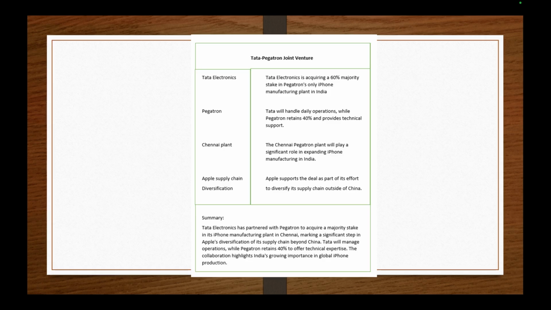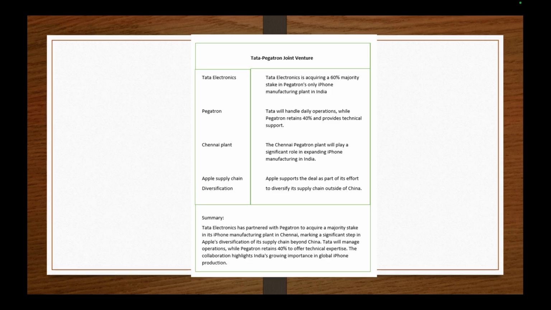The summary of the matter is that Tata Electronics has partnered with Pegatron to acquire a majority stake in its iPhone manufacturing plant in Chennai, marking a significant step in Apple's diversification of its supply chain beyond China. Tata will manage operations while Pegatron retains 40% to offer technical expertise. Collaboration highlights India's growing importance in the global iPhone production.